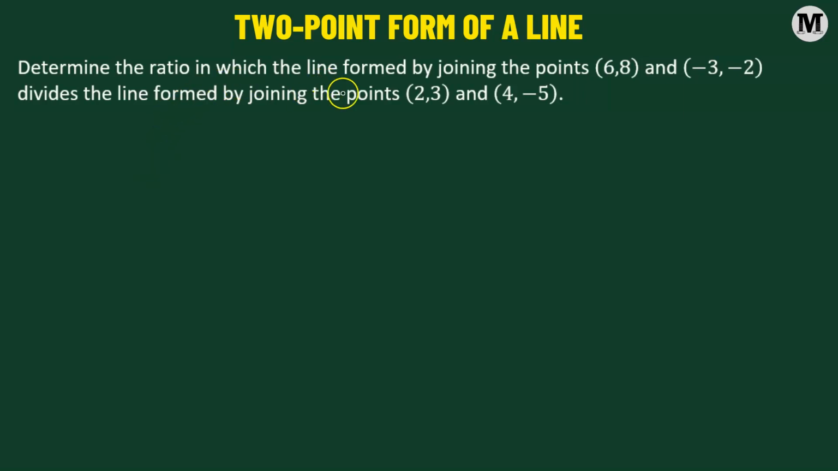Determine the ratio in which the line formed by joining the points (6, 8) and (-3, -2) divides the other line which is formed by joining the points (2, 3) and (4, -7). Let us begin. So here we'll start with 2 points. Let's say point A with coordinates (2, 3) and another point B with the coordinates (4, -5).